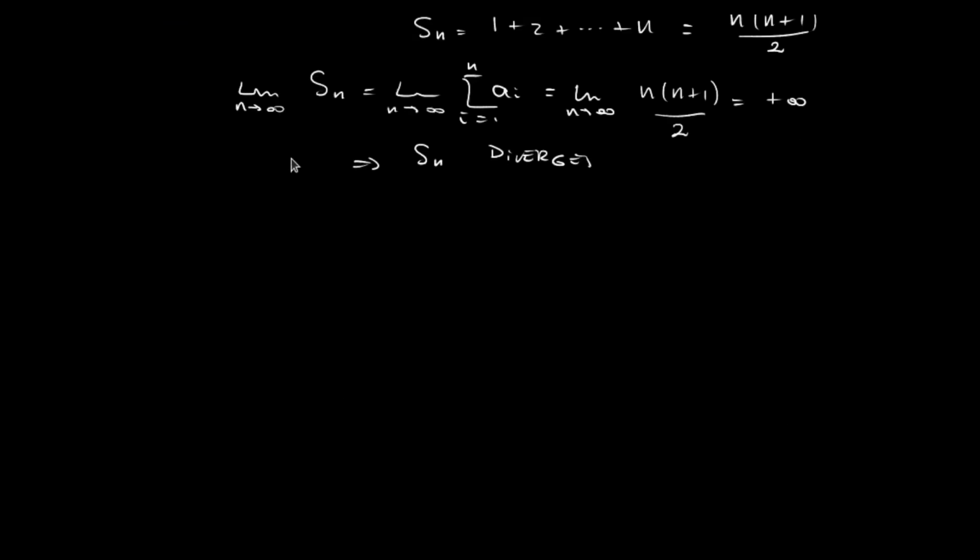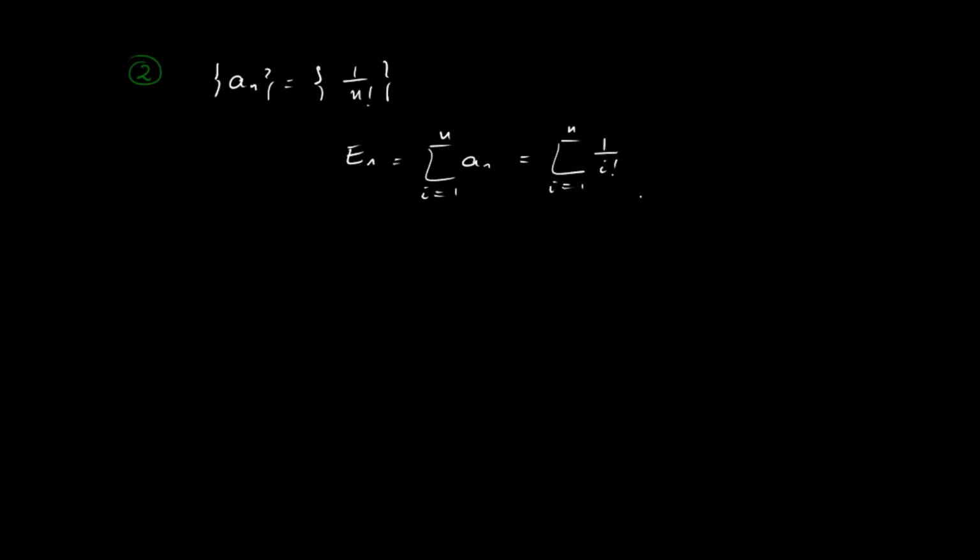And now for the second example we're going to show a very well-known series. This time the sequence a sub n we are given is 1 over n factorial. And we're going to call e sub n the partial sum from i equals 1 to n of a sub n. That is the sum from i equals 1 to n of 1 over i factorial.